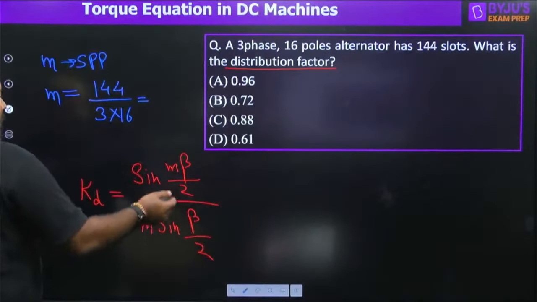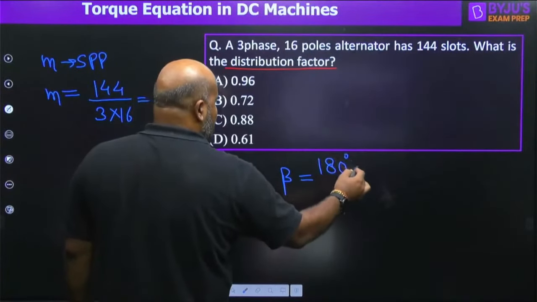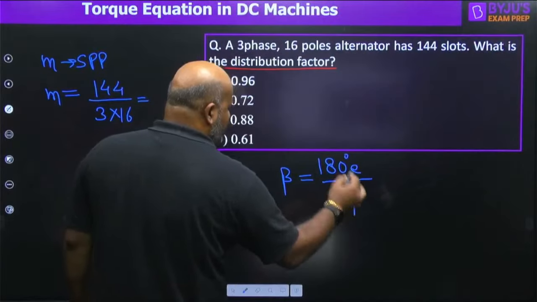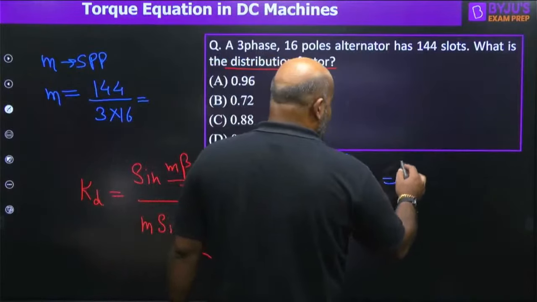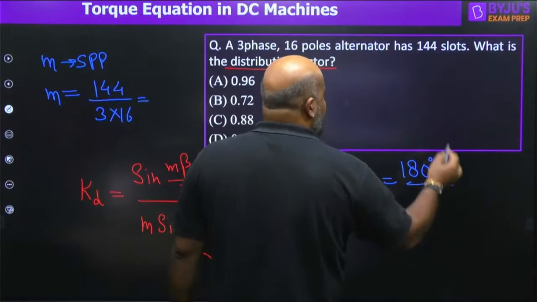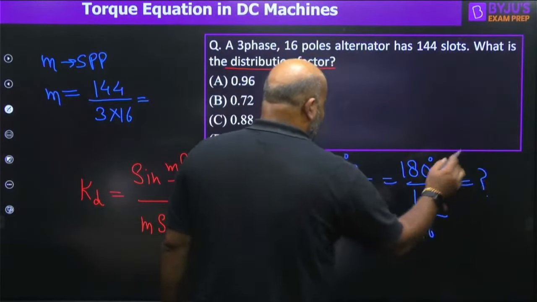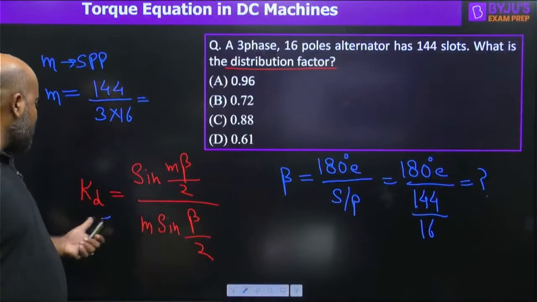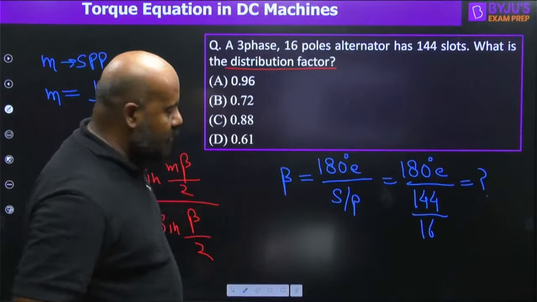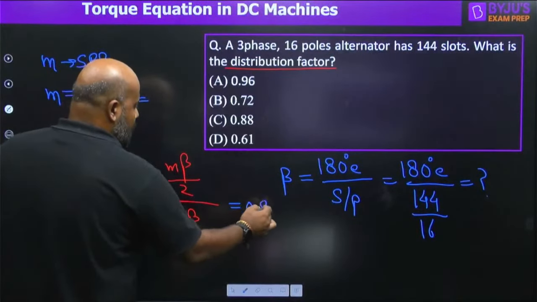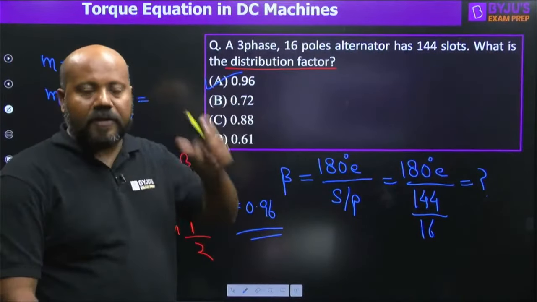Then how to calculate this beta? Beta we are defining as 180 degree electrical divided by number of slots per pole. How many slots per pole are you having? 180 degree electrical divided by, number of slots are 144 and number of poles are 16. So you can solve these two values. Just put it here and you will be getting the distribution factor. As per my reference, I think you must be getting it somewhere around 0.96.